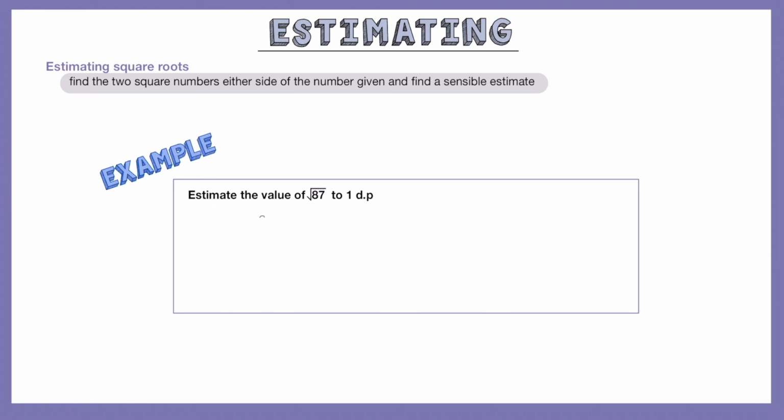So we know that 81 is a square number, which equals 9 squared. And we know that 100 is a square number, which equals 10 squared. But we know that 87 is closer to 81 compared to 100. So it's going to be in between 9 and 10, but we know it's closer to 81. So we're going to do a guess of 9.3 because it's close to 81, so it's going to be closer to 9.